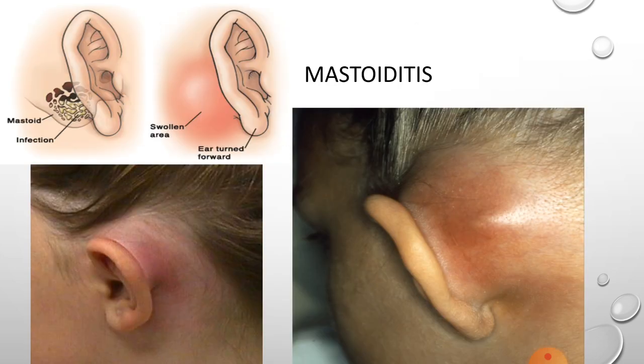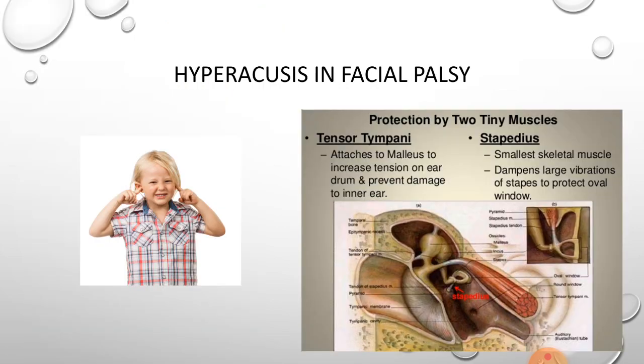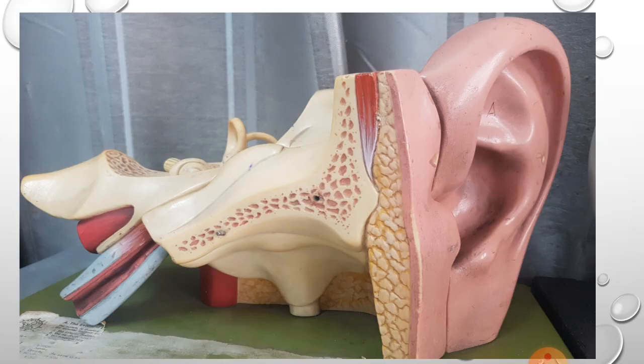Tympanostomy is lancing the tympanic membrane and draining fluid from the tympanic cavity, meaning we make a hole in the tympanic membrane so the fluid can be drained from the tympanic cavity. This is mastoiditis. We can see in this picture that the retroauricular groove that is present between the pinna and the side of the head, which is normally present, is obliterated. This is because of the swelling in the mastoid process and the mastoid air cells. We also discussed hyperacusis in facial palsy.